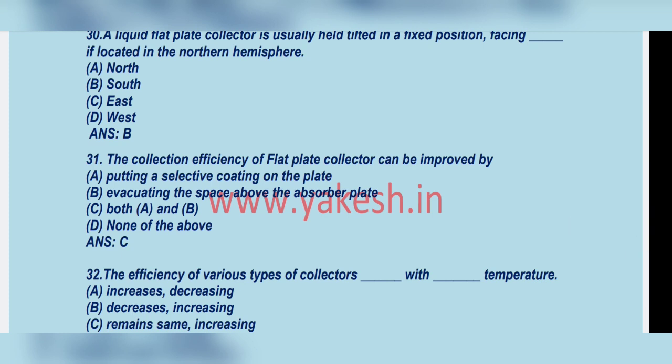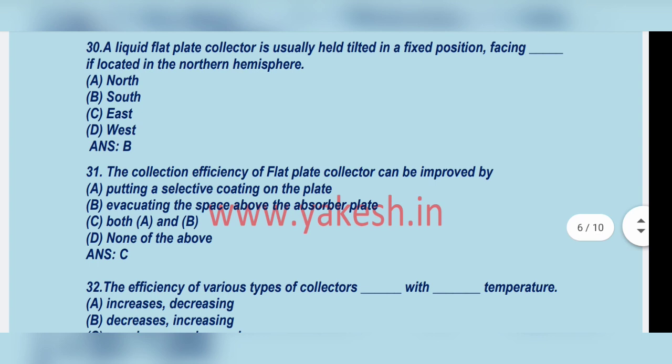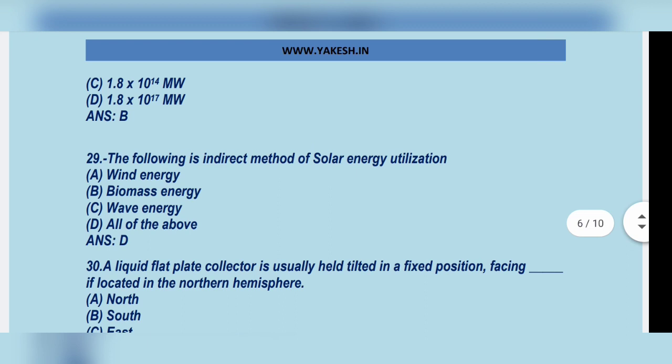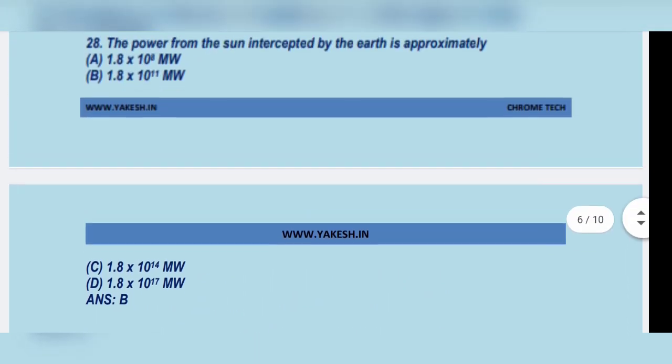The collection efficiency of flat plate collector can be improved by option C, both A and B. A liquid flat plate collector is usually held tilted in fixed position facing option B, south. The following is indirect method of solar energy utilization: option D, all of the above.